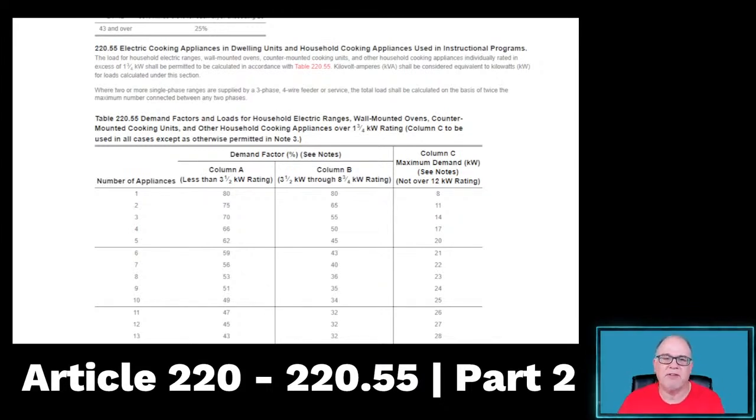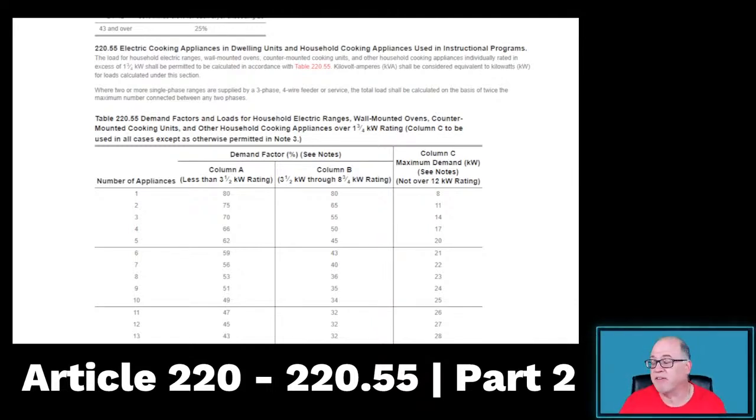Well, you see on the left, it says number of appliances. You go to the right, since all of our ranges fall under column C, because column B is for 8 1/2 through 8 3/4, and column A is for 3 1/2, okay? Less than 3 1/2, but definitely over 1 3/4, okay? So we're not in A, we're not in B. For these ranges we're talking about, we're commonly in C. So we have one appliance.